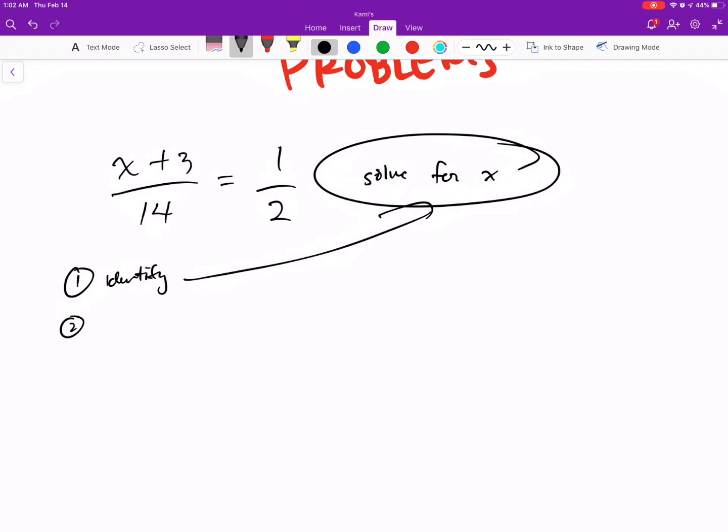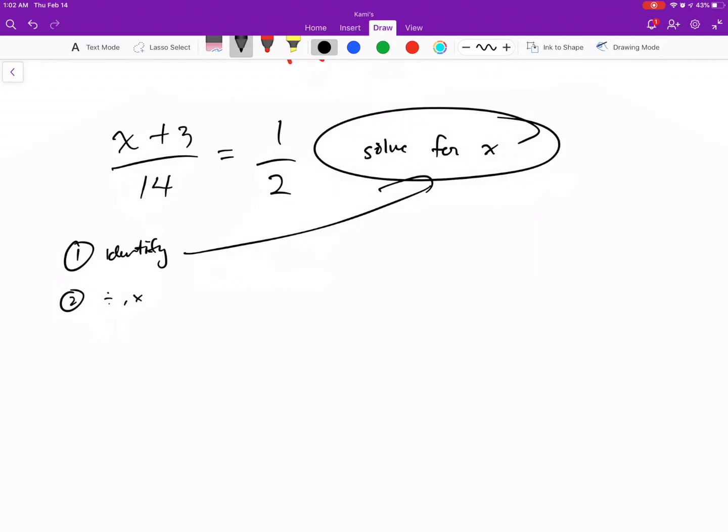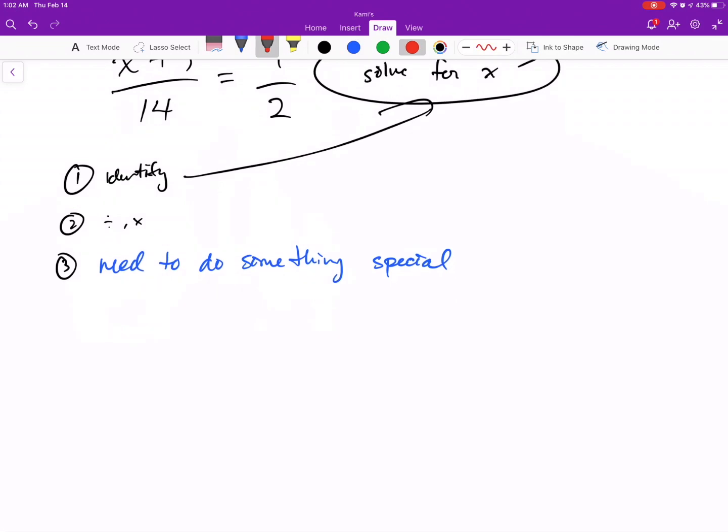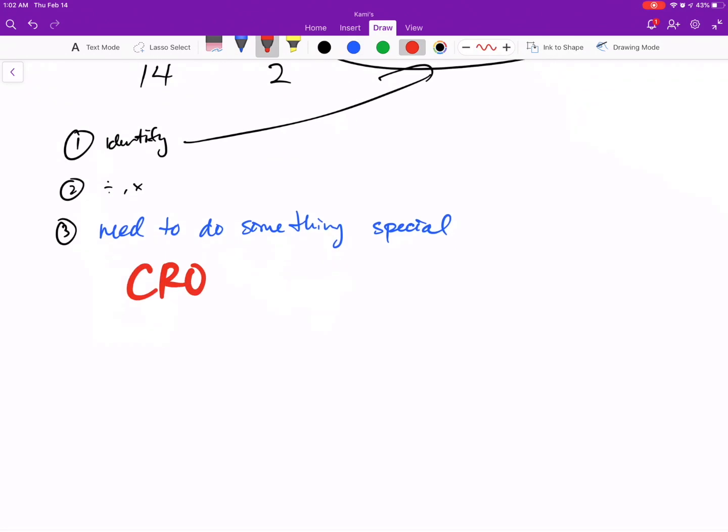But since we just have fractions, we are doing division or multiplication. We'll figure it out. Now, step 3, what do we use? Now, here we need to do something special. We need to learn about cross multiplication.